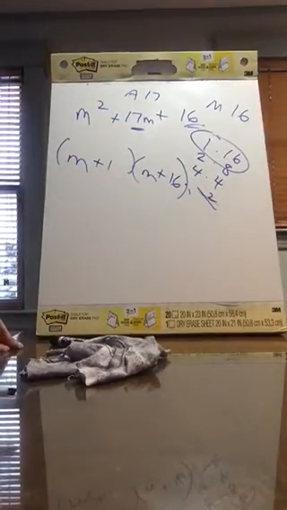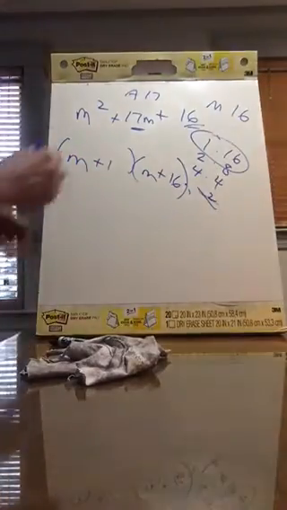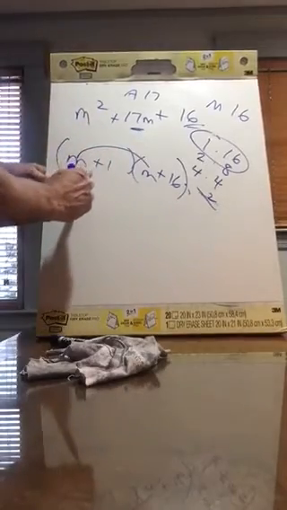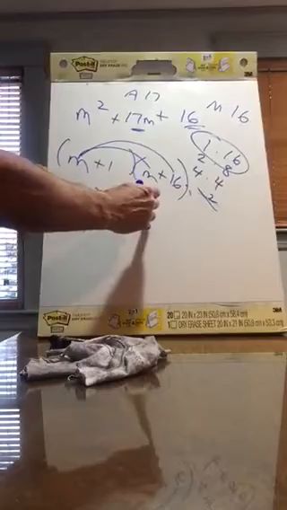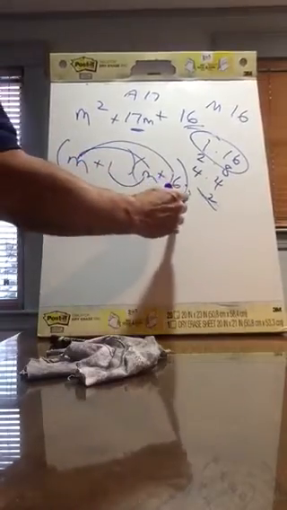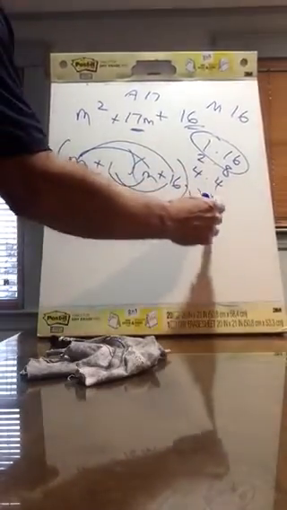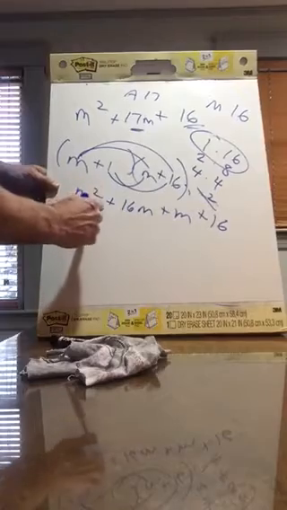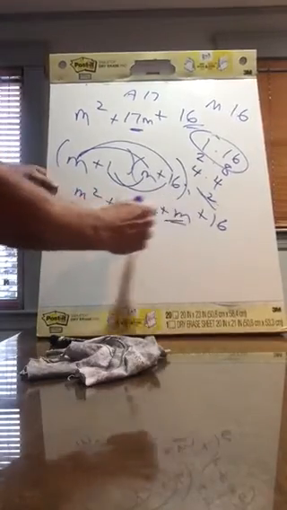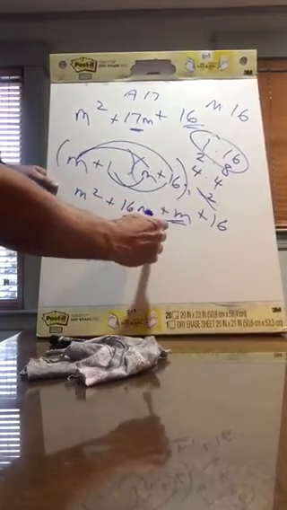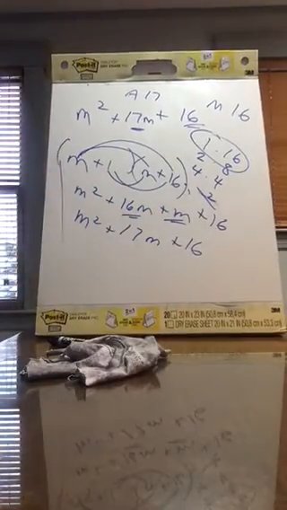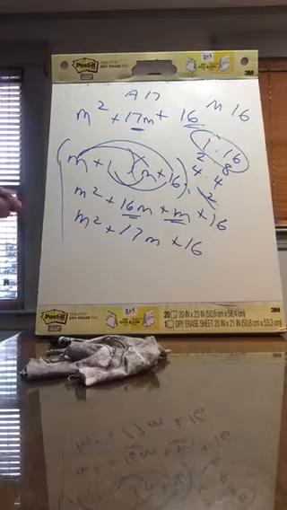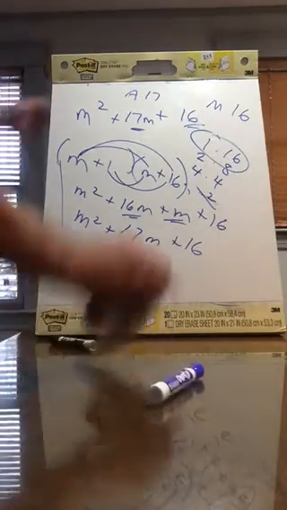And then, if you FOIL this back out, FOIL. M times M is M squared. M times 16, 16M. 1 times M is M. 1 times 16, 16. Get M squared. Those add up to 17M plus 16. So that's just the check. This part here is just checking to see if it works. All right, so there's 2 examples. Here come a couple more.